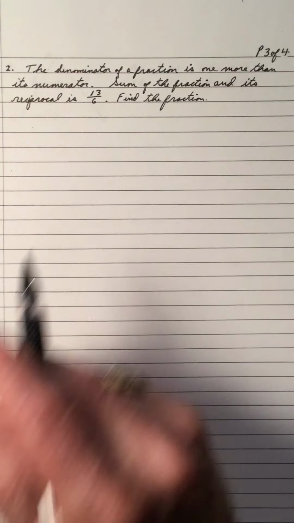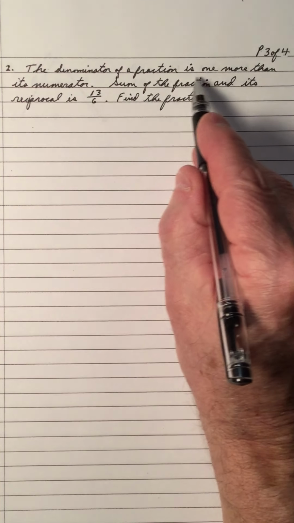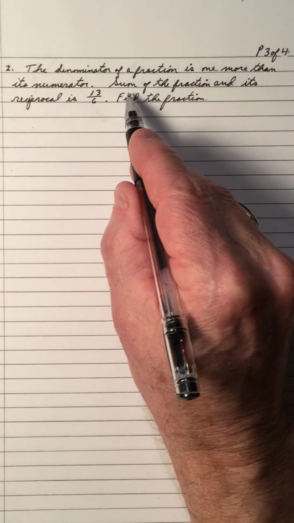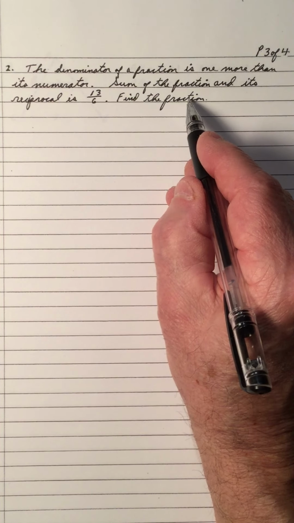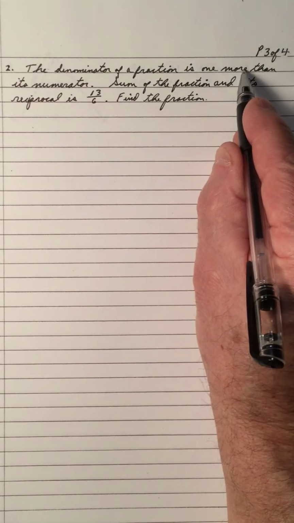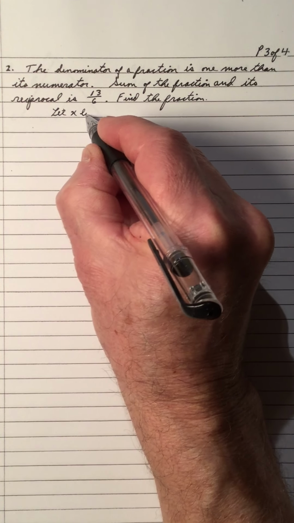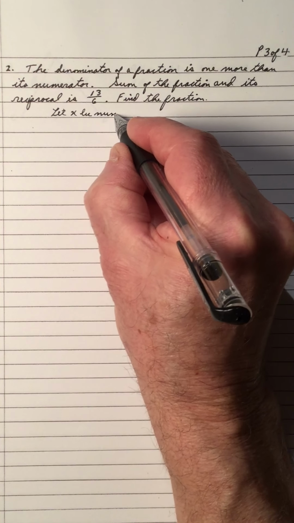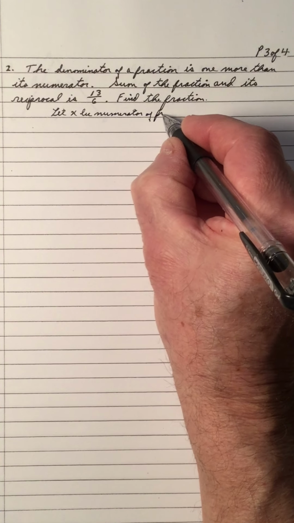Remember now, if you want to pause the video and work out this problem beforehand to see if you get it right, do so. Here we go. The denominator of a fraction is 1 more than the numerator. The sum of the fraction and its reciprocal is 13 over 6. Find the fraction. Well, the denominator is 1 more than the numerator, so what we're going to do is let x be the numerator of the fraction.